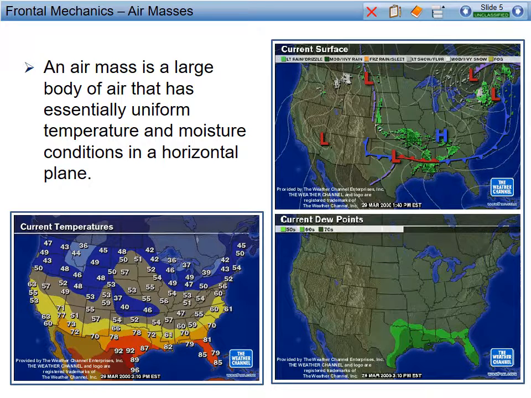First off, an air mass is a large body of air that has essentially uniform temperature and moisture throughout a horizontal plane. If you look at the graphics below and to the right, you will see that in certain areas the moisture or precipitation is either present or lacking, meaning that it's moist or not. And then we have areas that share roughly the same temperature. So those areas that share the same amount of moisture and the same equivalent temperatures make up your air masses.